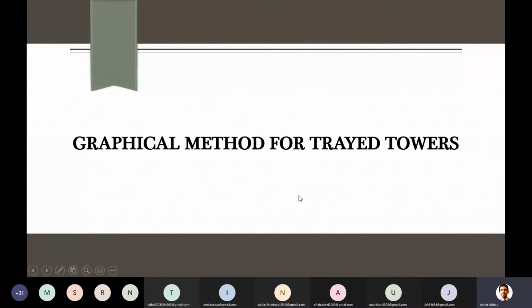So let's start with this graphical method for tray towers. As already discussed, tray towers are those columns in which there are trays or plates inside the column, and interaction between the vapor and liquid majorly takes place on the surface of these plates, where there is some liquid holdup and vapor passes through holes, in case of sieve trays, or through valves or bubble caps, comes in contact with the liquid, and then leaves that tray and moves to the next. As well, the liquid moves down through the downcomer.